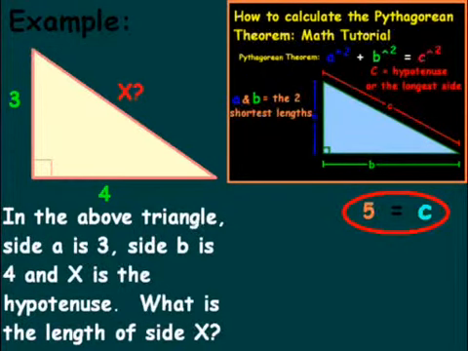Now, for those of us that are a little bit technical here, the question was, what is the length of side x? And x is basically what we saw for c, so x equals 5, and that is our final answer.